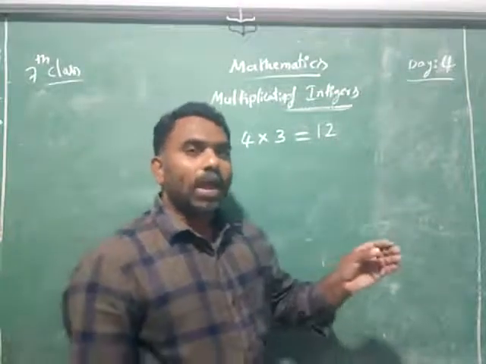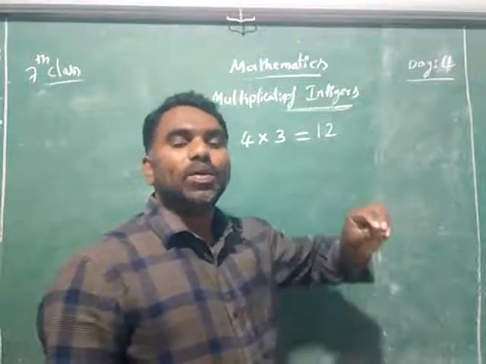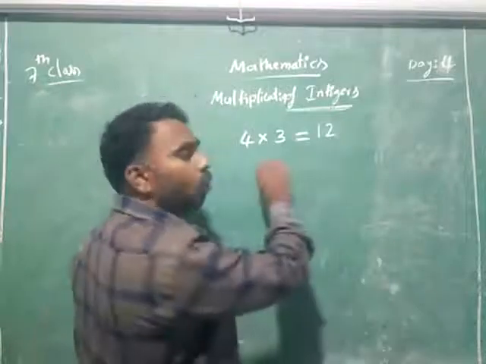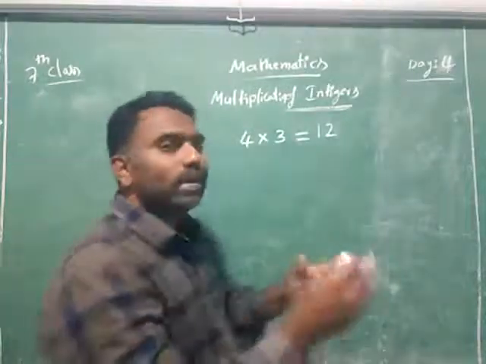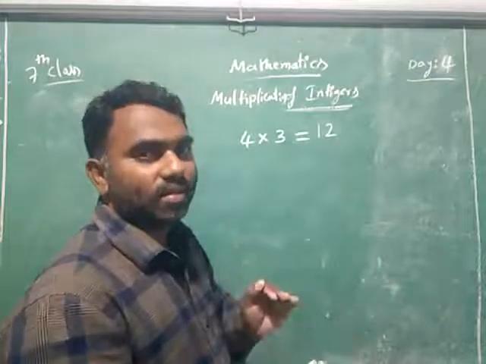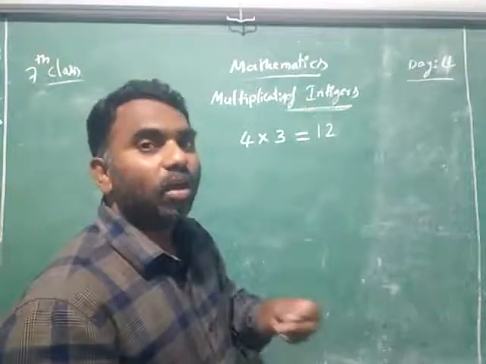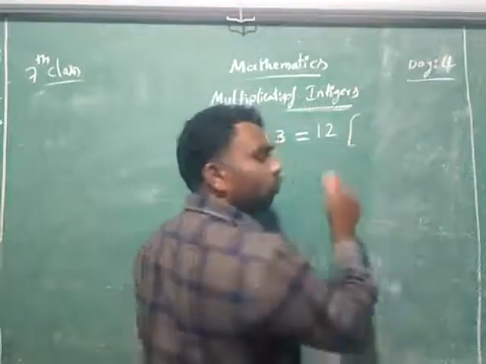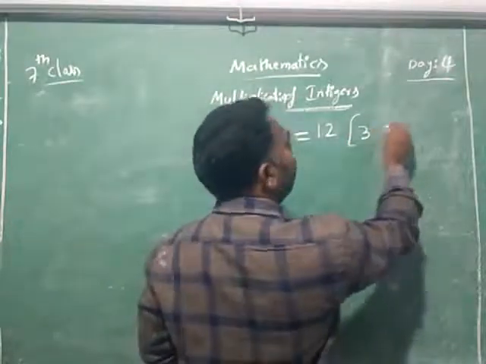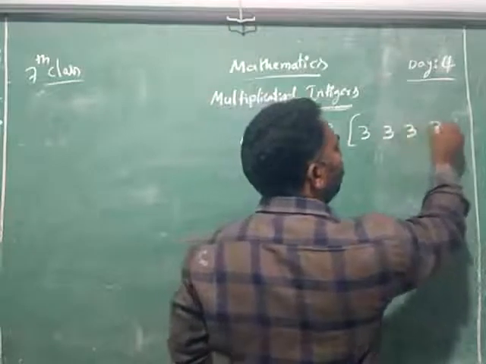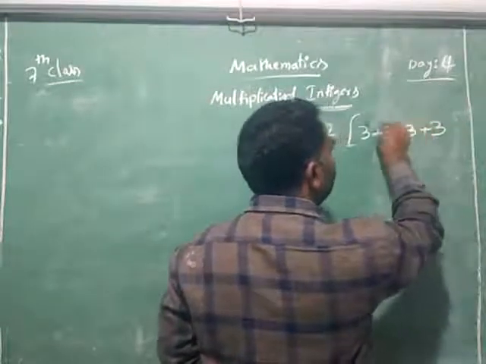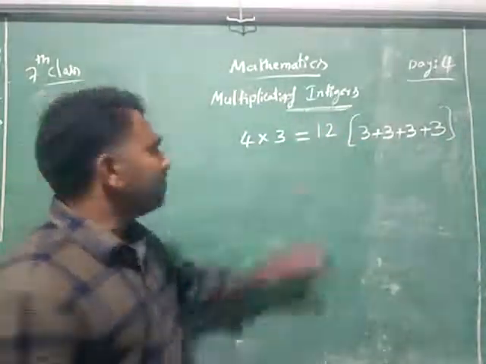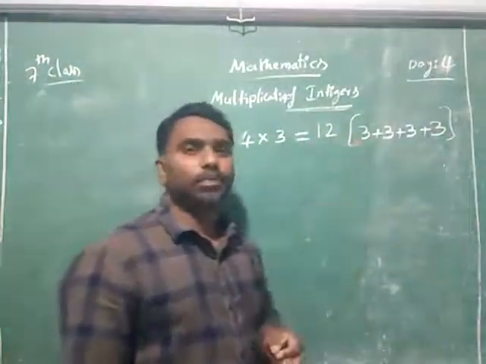Multiplication means continuous addition. You read it as 4 threes are 12. How many threes? 4 threes. So how do you get this answer? You take 1 three, 2 threes, 3 threes, 4 threes. If you add 4 threes, we get 12. That is the meaning of multiplication.